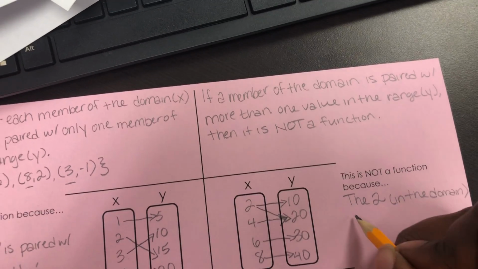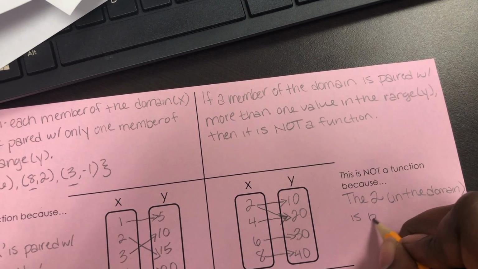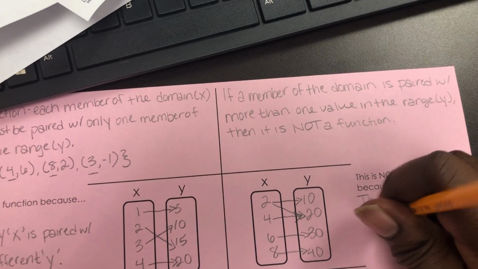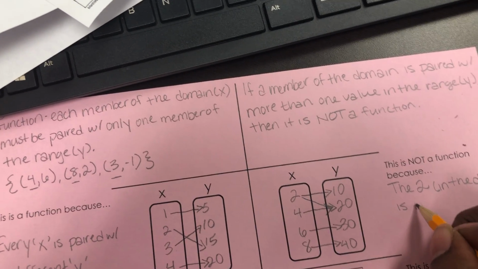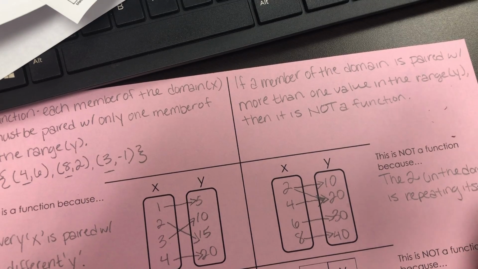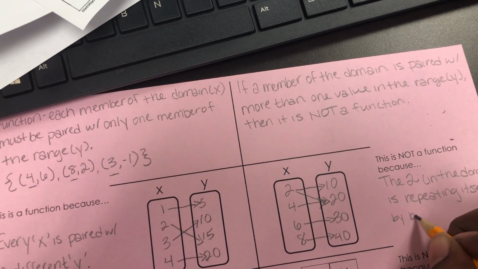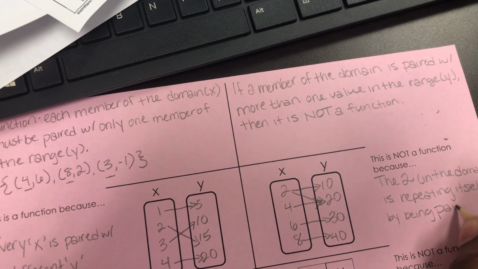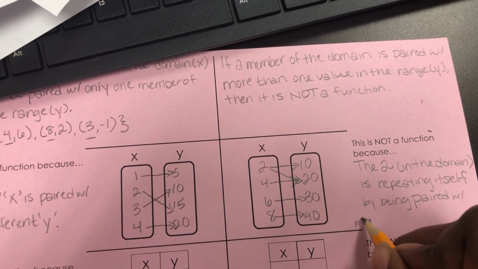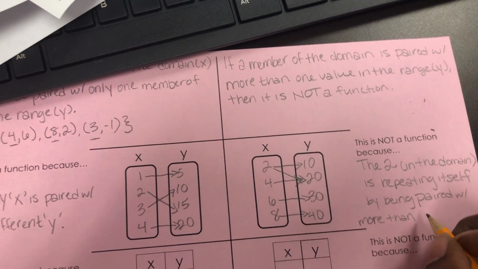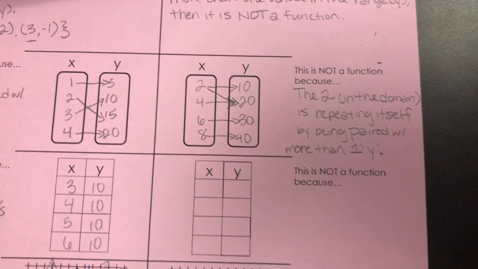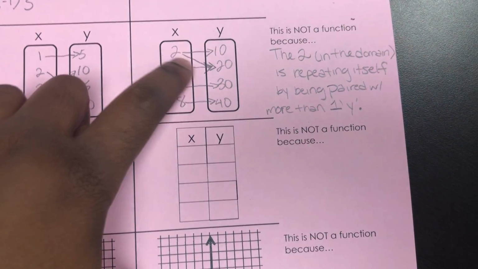The 2 that's in the domain is, I was going to say being paired with, but let's just say is trying to repeat itself, or is repeating itself, by being paired with more than one y. All right, so that's where the 2 messed up. We're trying to go to the 10 and trying to go to the 20.